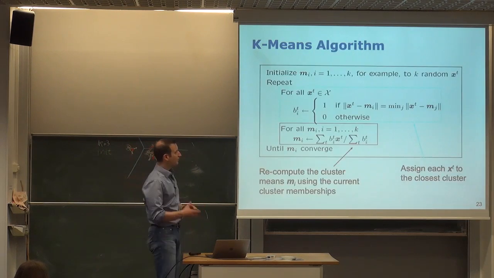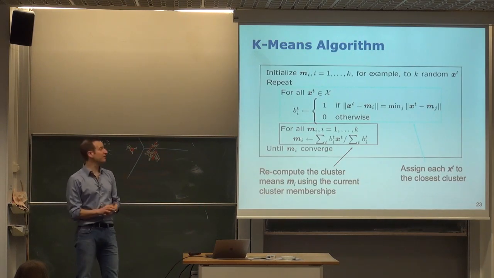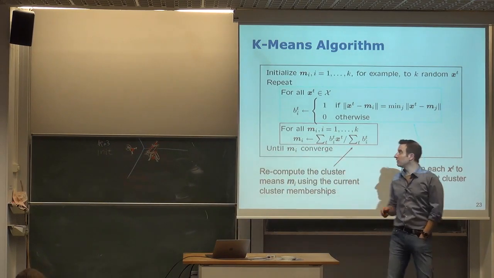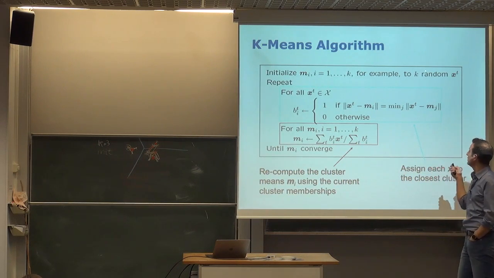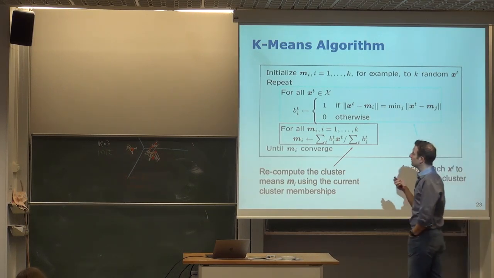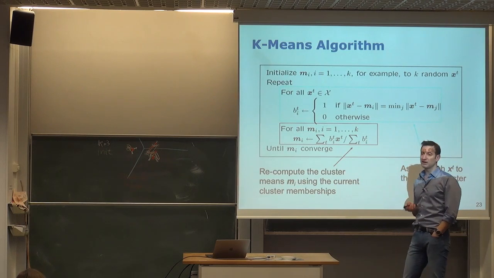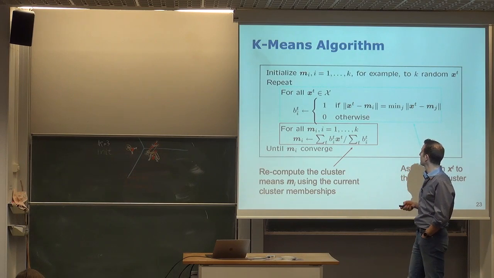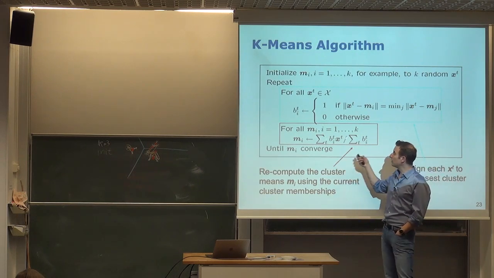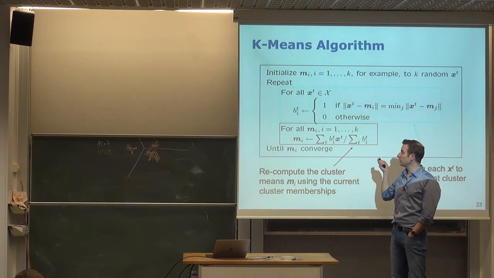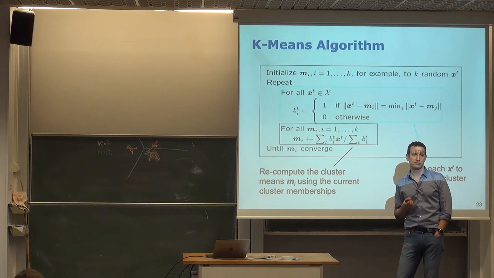So as a next step, I can put this into an algorithm. And this is the algorithm of that form. You first do an initialization, randomly select k clusters from my data points. And then I repeat for all data points: I compute this indicator variable by finding the minimum distance. And then recompute the mean based on this indicator variable and repeat this until I converge.